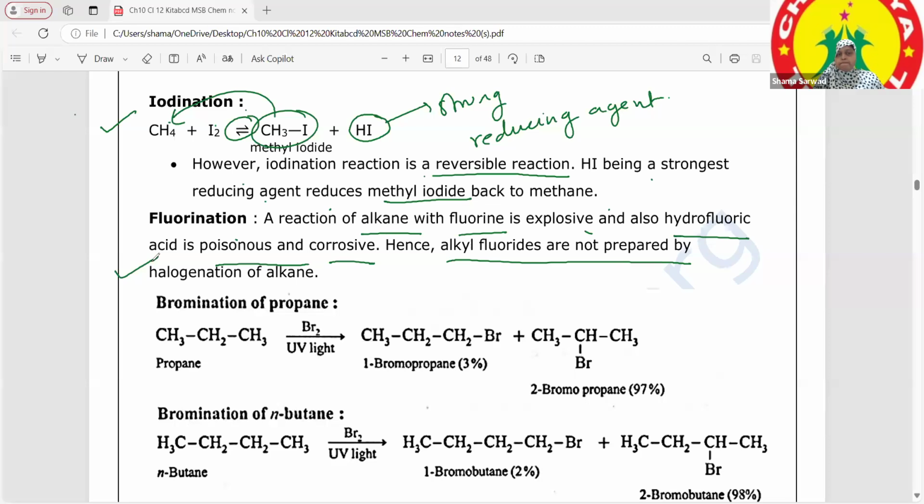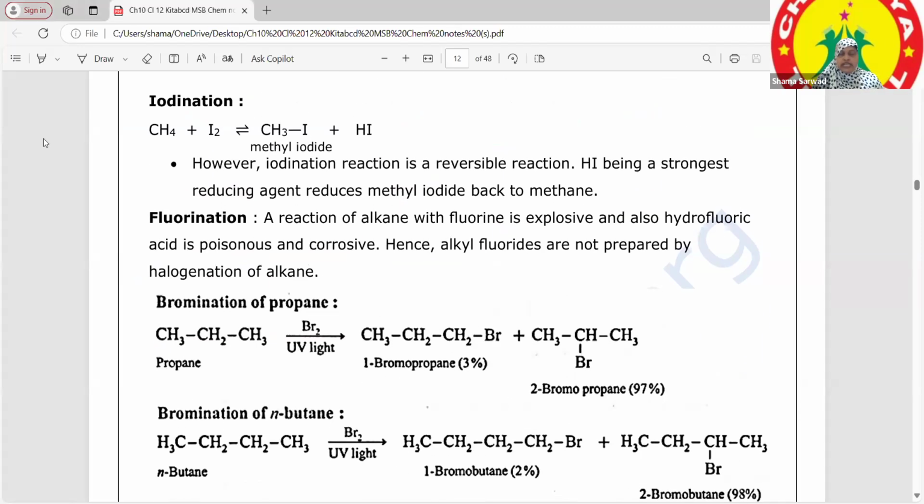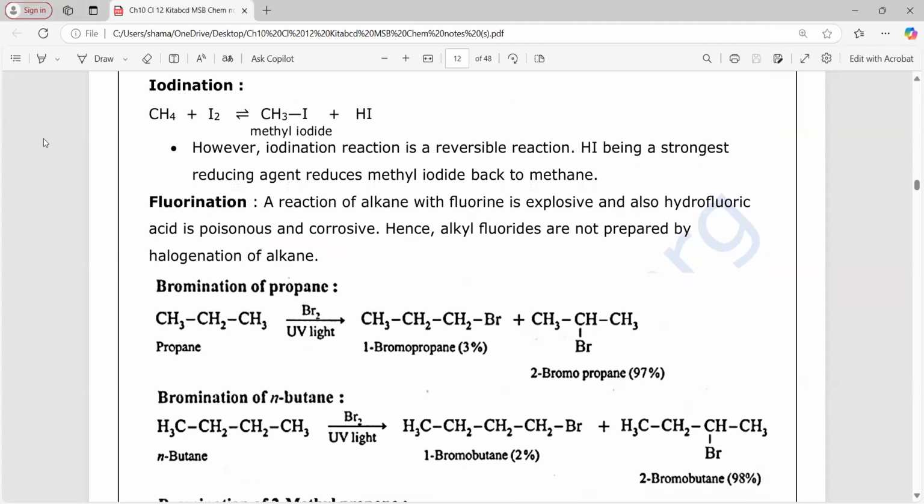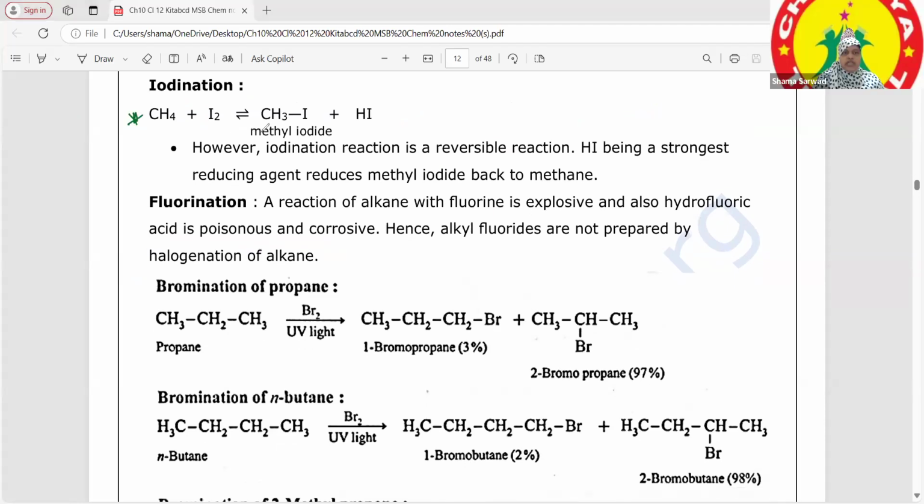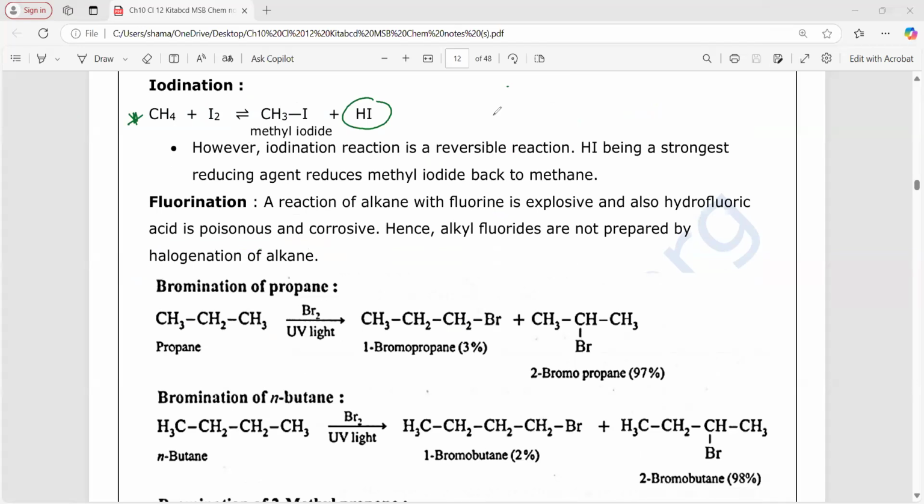Got it? Yes. The same answer I gave you. If you want to note down, you can. It's up to you. Are you going to write down at least for iodination? Yes, ma'am, I'll write down. For fluorination, just write down the reaction. About it, you write down this HI is strong reducing agent. Because of that, reaction is reversible. Okay? Yes, ma'am.